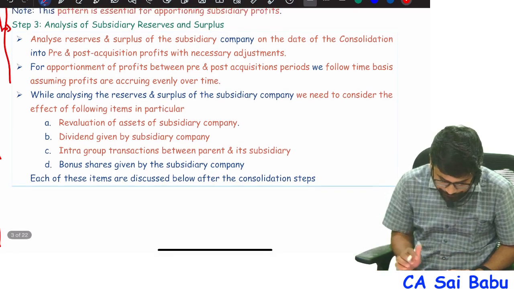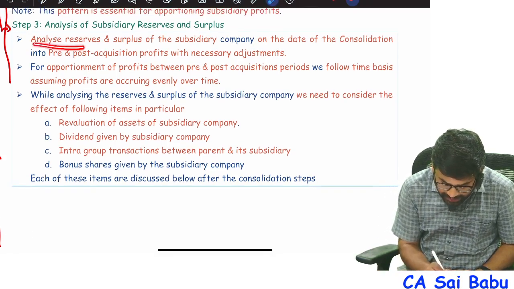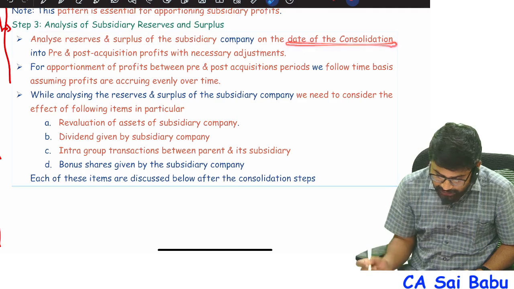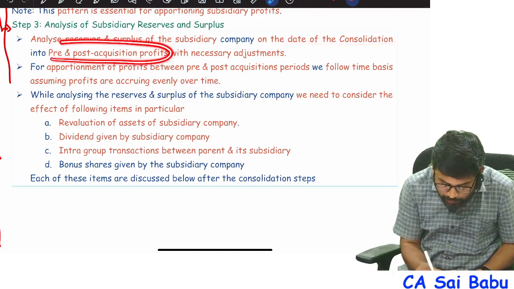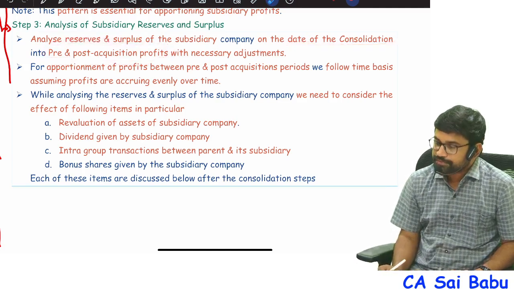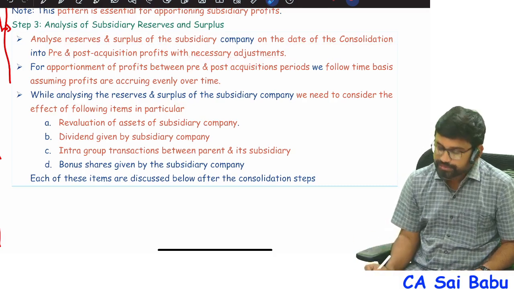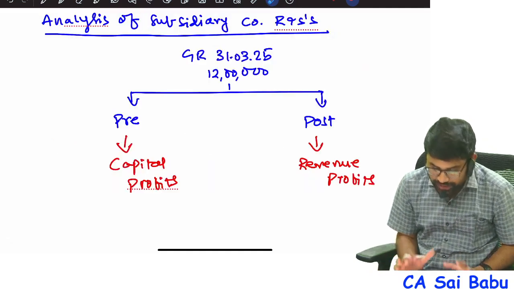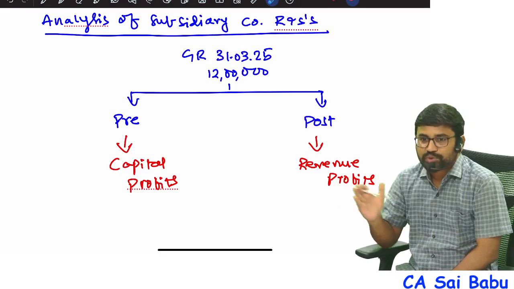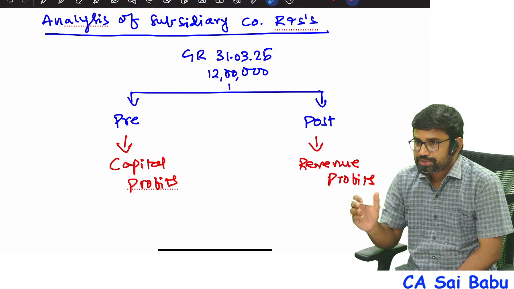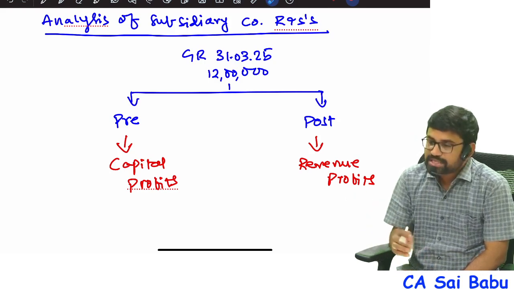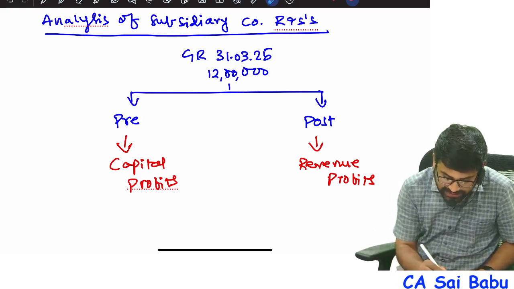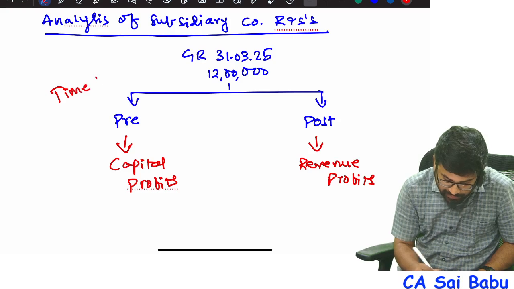See this, sir, what they are telling. Analyze reserves and surplus of the subsidiary company on the date of consolidation into pre and post acquisition profits with necessary adjustments. Now, sir, you said we need to divide each reserve of the subsidiary company into two categories, pre, post. So on what basis will you allocate this? Time basis. Always time basis we will follow.